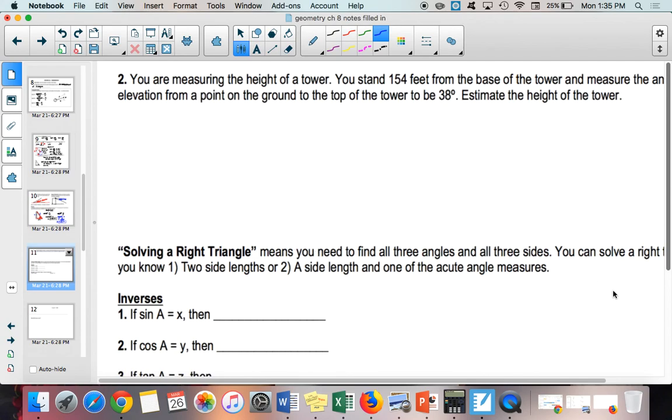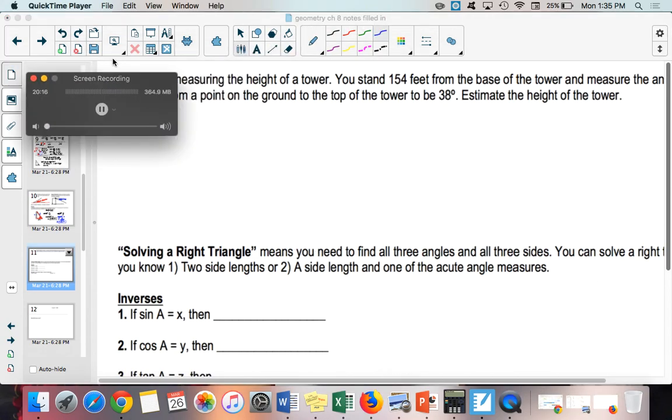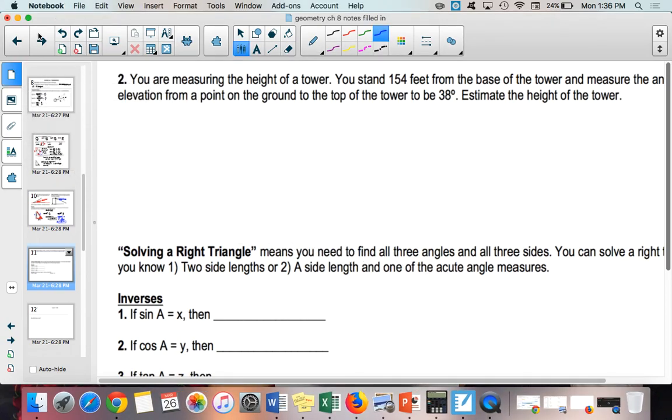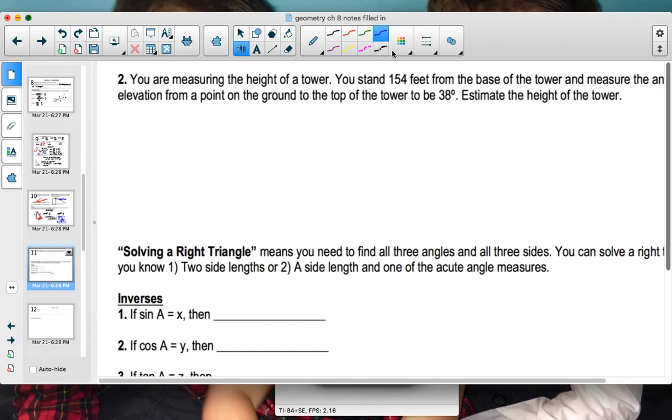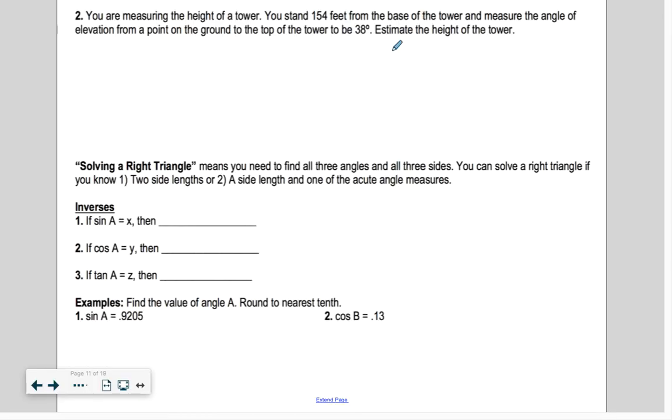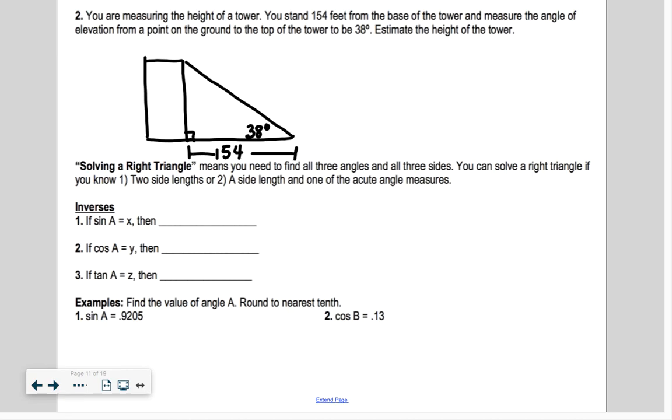All right, try this one. So draw it out. I'm going to give you guys a chance to try it. I'm going to go ahead and do this. All right, so you're measuring the height of a tower. You stand 154 feet from the base of the tower, and you look upwards. So this angle of elevation ends up being 38 degrees. So I'm 154 from the tower, or building, or whatever.